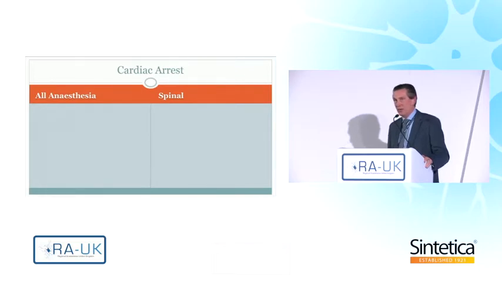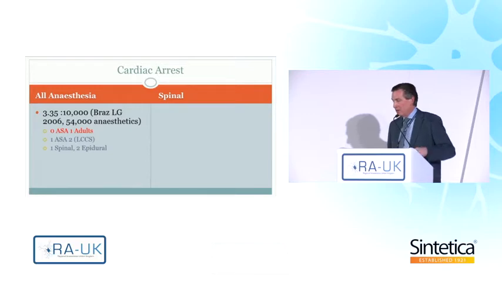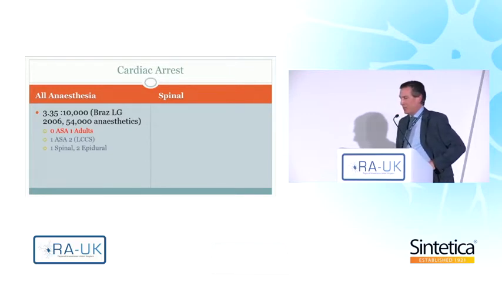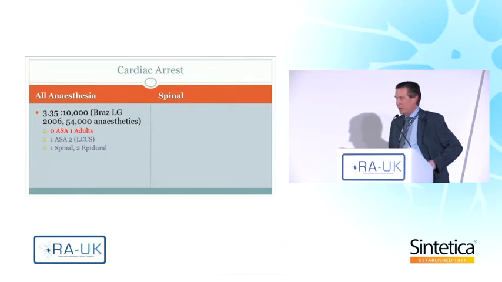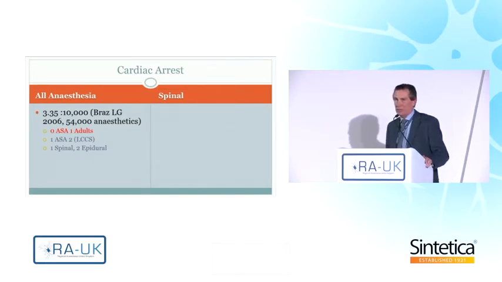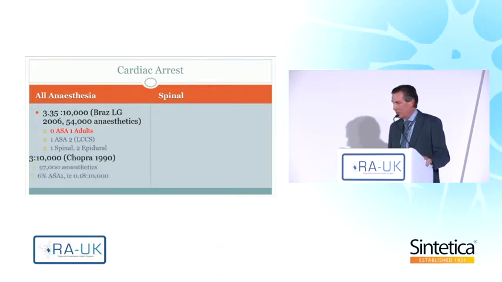Cardiac arrest. Ollie hinted at this earlier, and I'm going to rush through it because I'm running out of time. But the incidence of cardiac arrest in general anesthesia is about 3 in 10,000, 1 in 3,000 patients. But in the Braz study of 54,000 anesthetics, there were no ASA1 patients. We're talking about ASA1 patients here, okay? In the Chopra study in 1990, 6% were ASA1, giving a rate of 0.18 in 10,000.